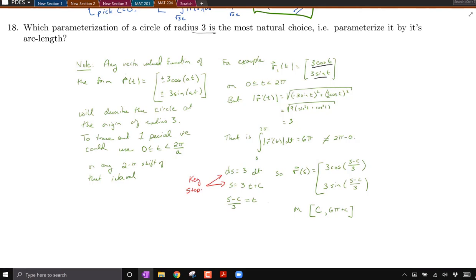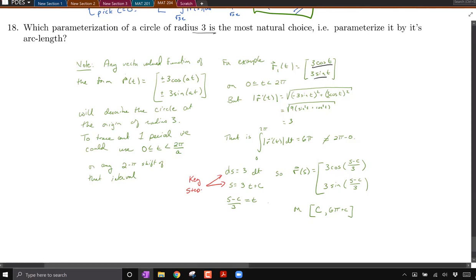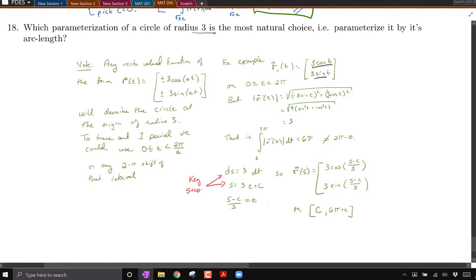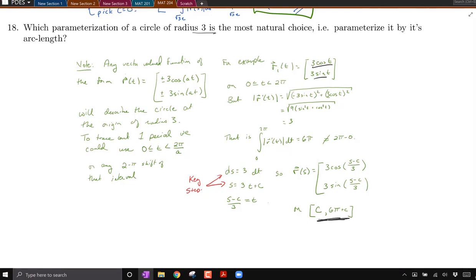And in fact, there are many other answers. So, for example, you could do t squared and then adjust your time accordingly. There are many other parameterizations that you could use, all of which would describe this curve of a circle. But what I want is to pick a parameterization where the length of time it takes to traverse the circle is what? The length of time it takes to traverse the circle is 6 pi. Why? Because that's the distance around a circle of radius 3. That's the circumference of a circle of radius 3.